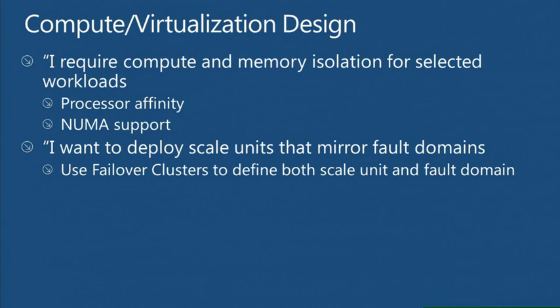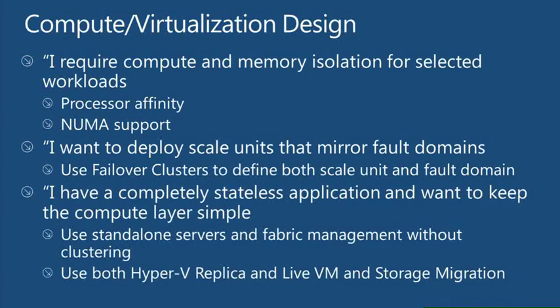But in this requirement, we want scale units and fault domains to mirror each other, so we may use clusters. However, like I said, if I have completely stateless applications and I want to keep the compute layer simple, we'll use standalone servers and fabric management without clustering. And then we could also take advantage of Hyper-V Replica and live and storage migration to enable high availability and disaster recovery.